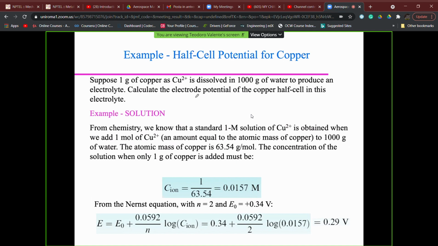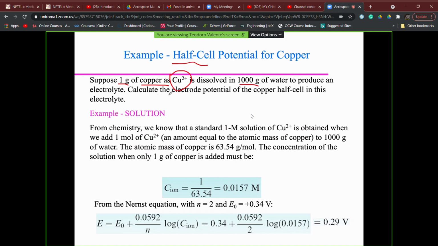First example, we need to calculate the so-called half cell potential, that is the cell potential for copper, because it is for just one electrode. If we suppose, for example, that 1 gram, as reported in the text, of copper in the form of 2+ ions is dissolved in 1000 grams of water, which represents the medium in which the electrolyte is dispersed.